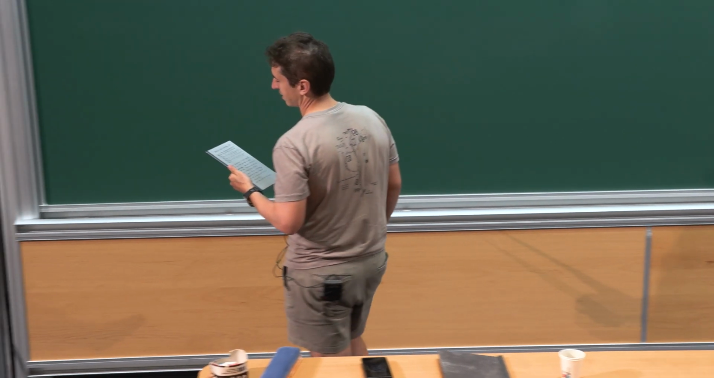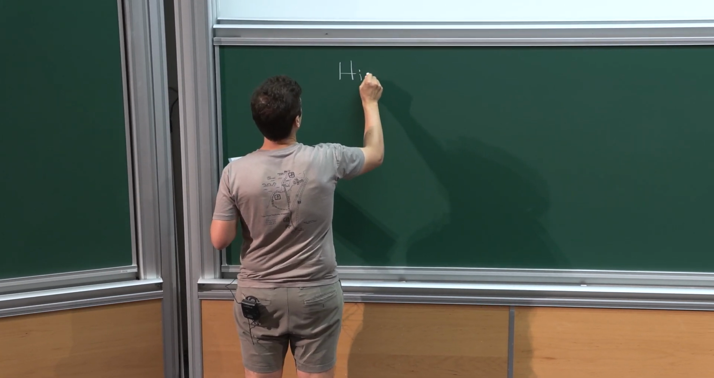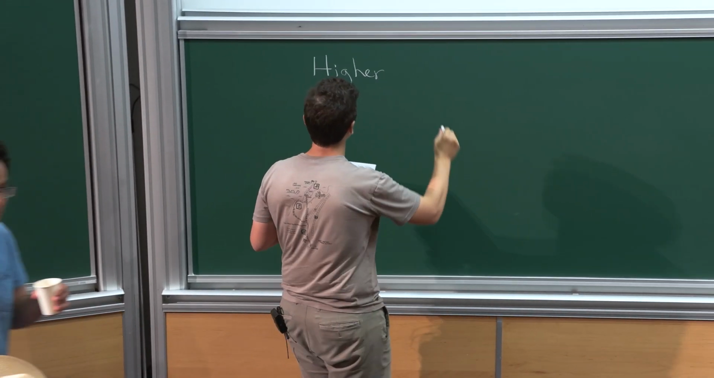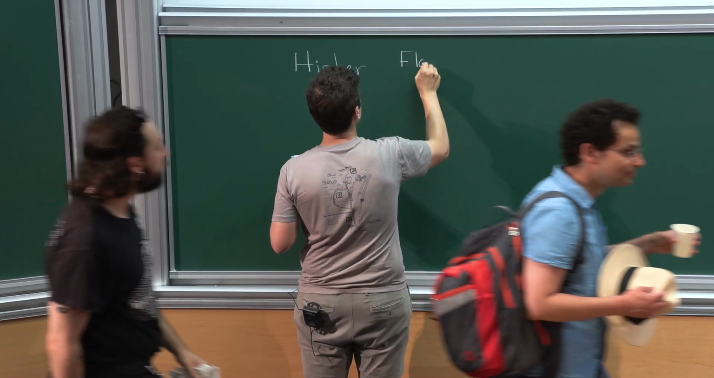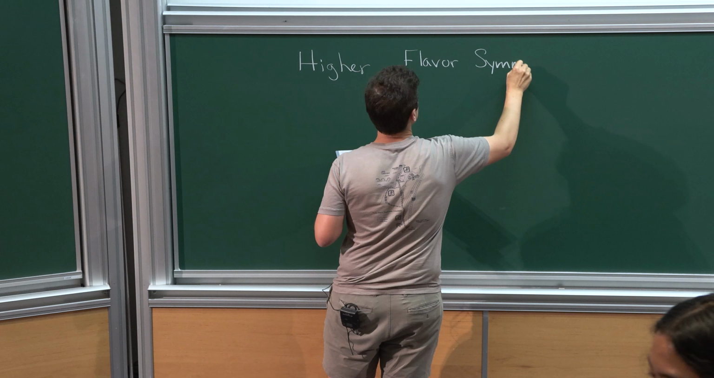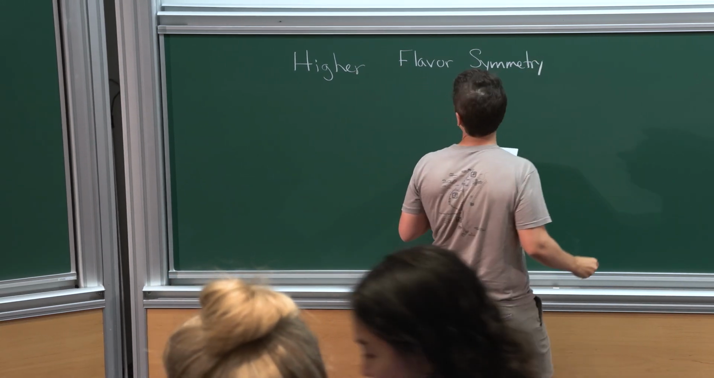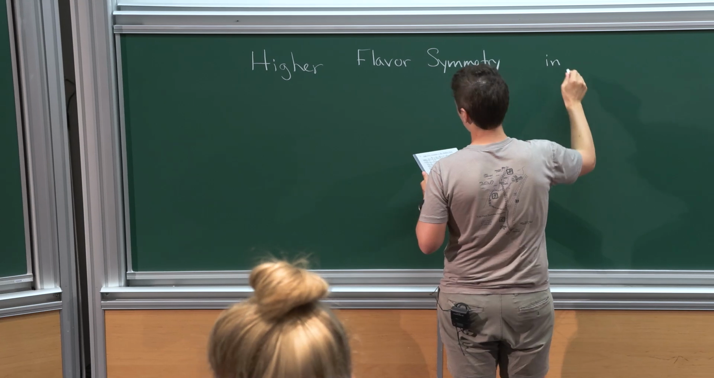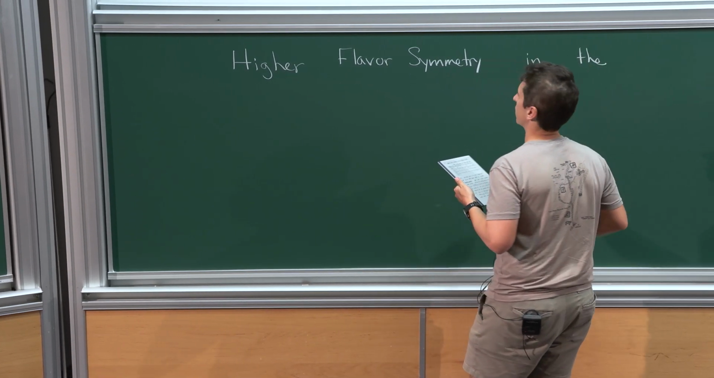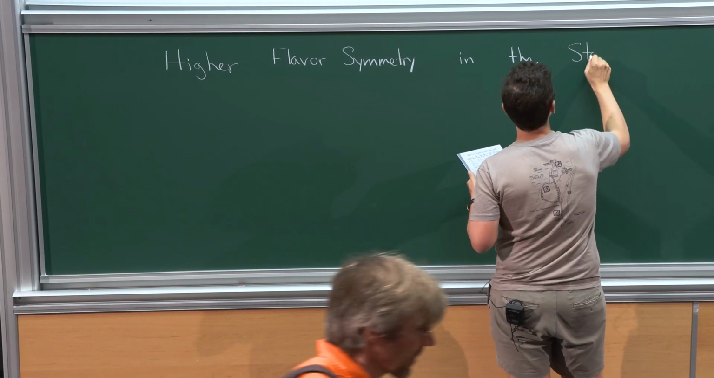Okay, let's get started. So we warmed up for long enough in the first part of today. And what we'll do now is try and get a little more real. So we're going to talk about higher group symmetry or higher flavor symmetry in the standard model.